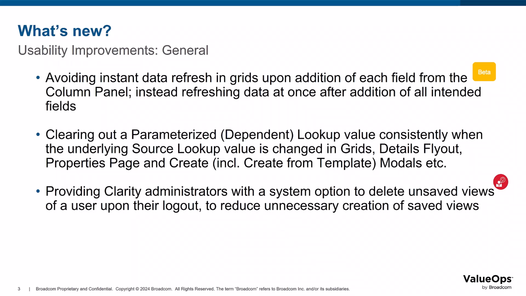Next, in case of dependent, also known as parameterized lookups, when the source attribute or the lookup that drives the dependent lookup is updated, the dependent lookup's value is now consistently cleared out if the chosen combination between them is not valid anymore.